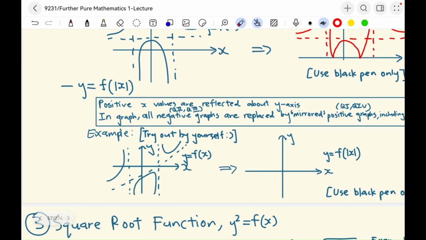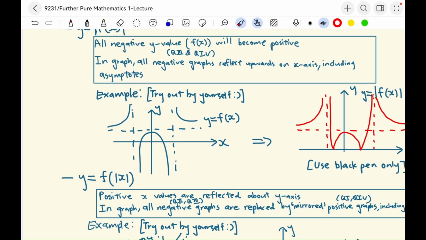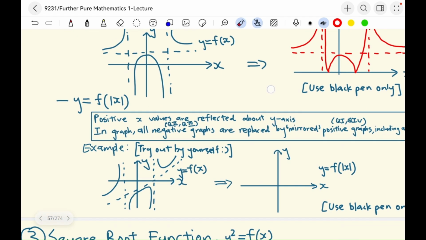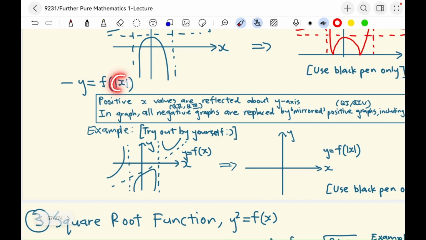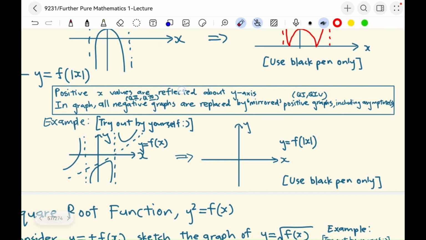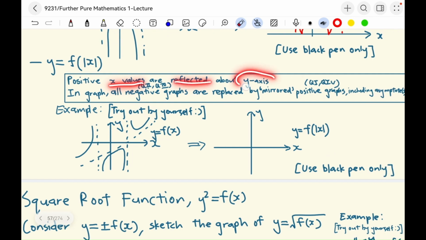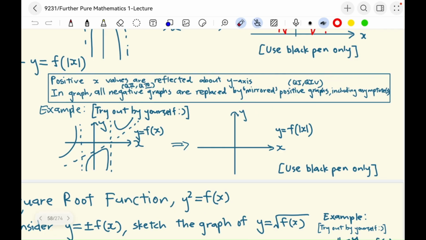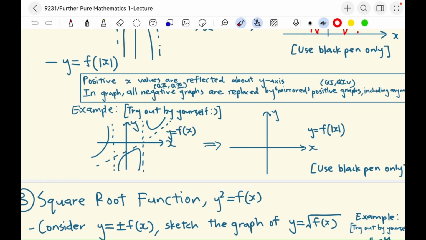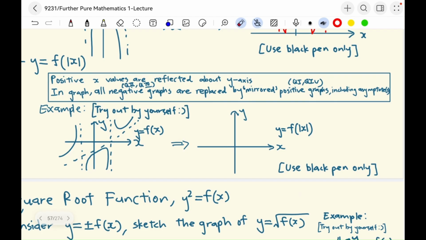Now let's discuss the next type, the absolute value of the rational function. Now we have the absolute value of x instead of f(x). This means that positive x values are reflected about the y-axis, and in the graph, the negative part, quadrant 2 and quadrant 3, will be sacrificed and replaced by the mirrored positive graph from quadrant 1 and quadrant 4, or the positive x graph, including the asymptotes. All right.